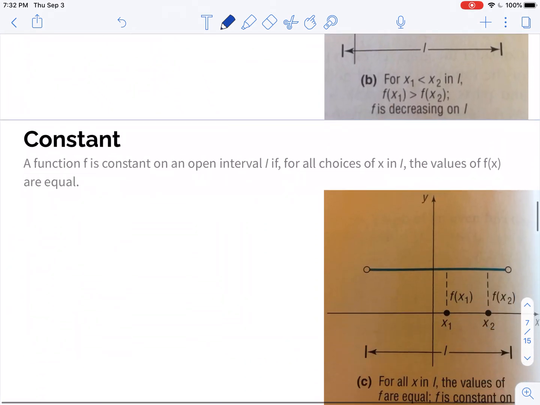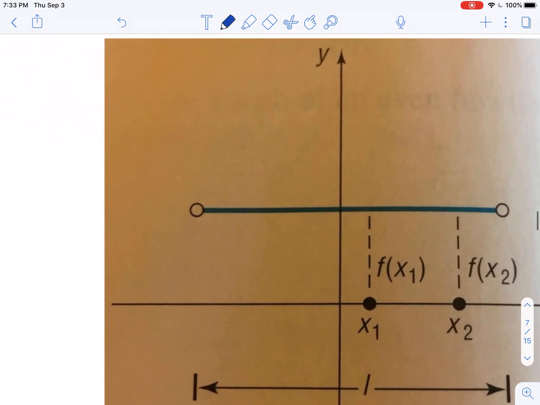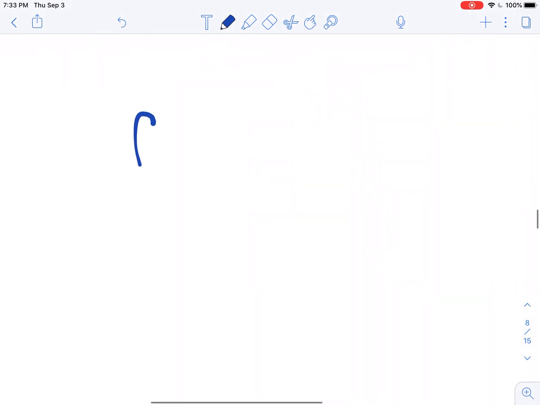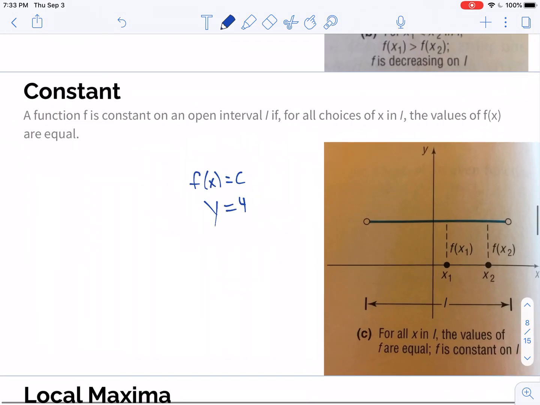A function f is constant on an open interval I if for all choices of x in I, the values of f of x are equal. So if you ever have a straight line, you say your function is constant. This is about as straightforward as it can be, and this is a scenario where you would have f of x is equal to c. Again, in algebra, you were really used to seeing y is equal to 4. When you had y is equal to 4, you would just draw that horizontal line across 4. But we can talk about any function. There are going to be some functions that have periods where they behave like constants, but they're not constant.